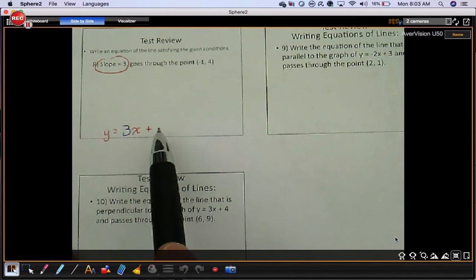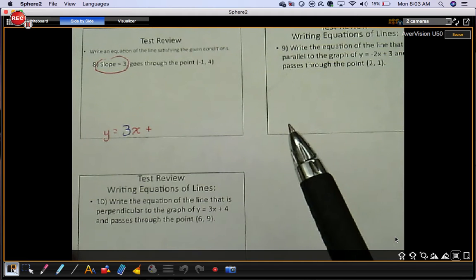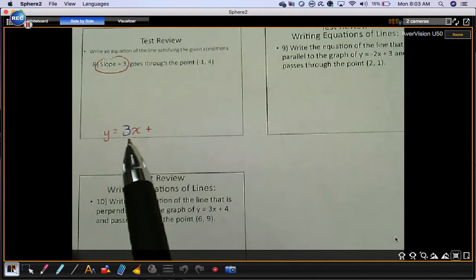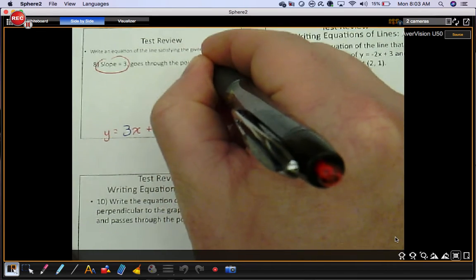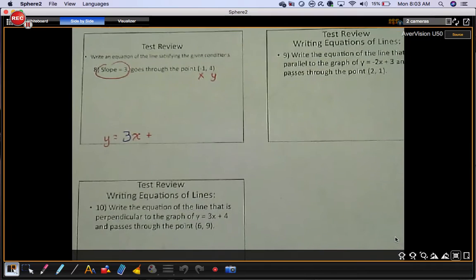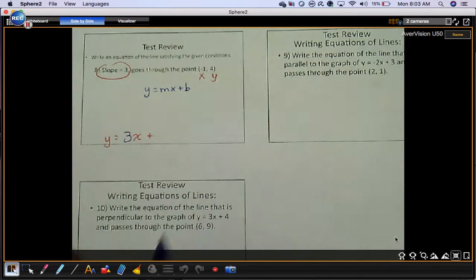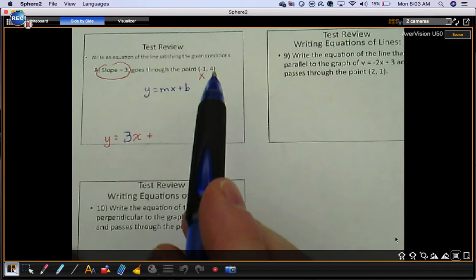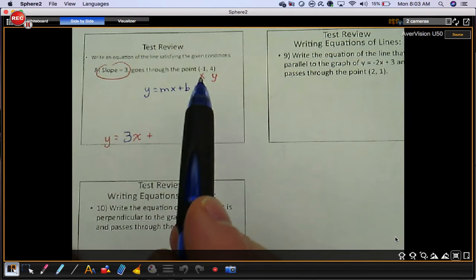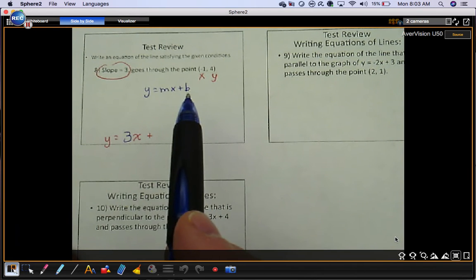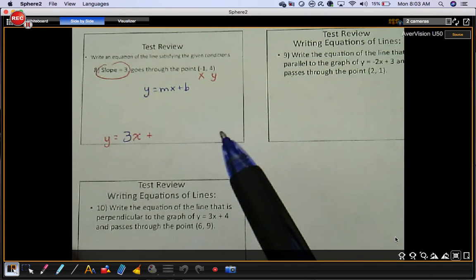Now, there might be a couple options where you have y equals 3x plus a number. That number is the y-intercept. That's what you have to find here. Now, this is not a y-intercept. This is an x value and a y value. If you write down y equals mx plus b, notice how you know the y value, you know the m value, you know the x value. The thing you don't know is the b. So you can use algebra to find it, and then you put it right there, and that's your answer.